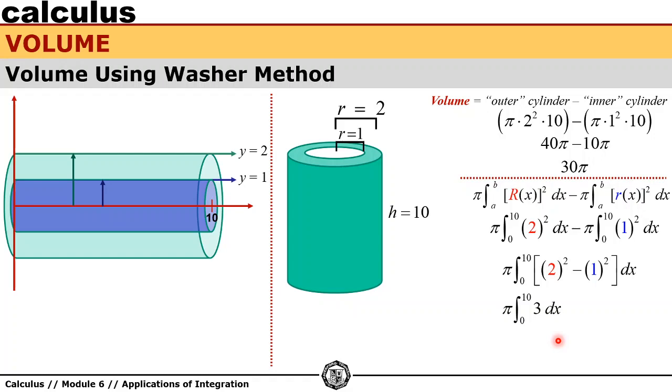When you integrate 3, you get 3x. So we have 3 pi times x from 0 to 10, and when you plug in 10 and plug in 0, you end up with 30 pi minus 0 pi, which just leaves you with 30 pi, which is the exact same answer we got from doing it without calculus up here. All right, so that's the basic play that we're going for in this process.